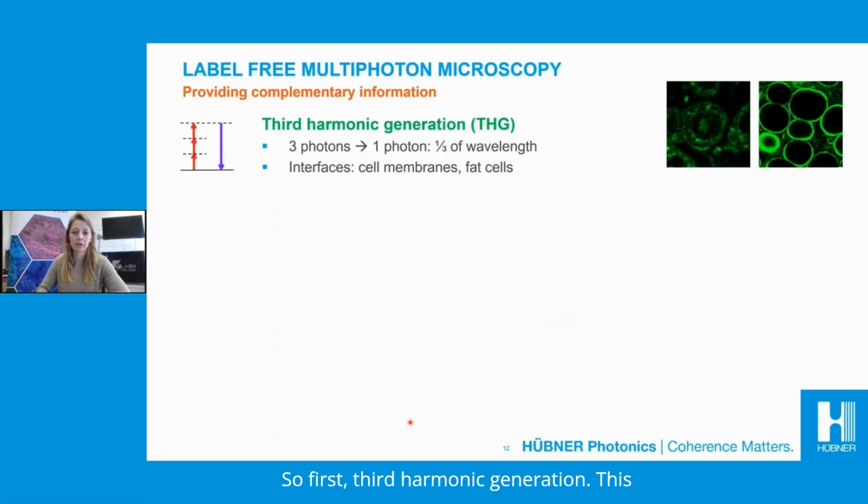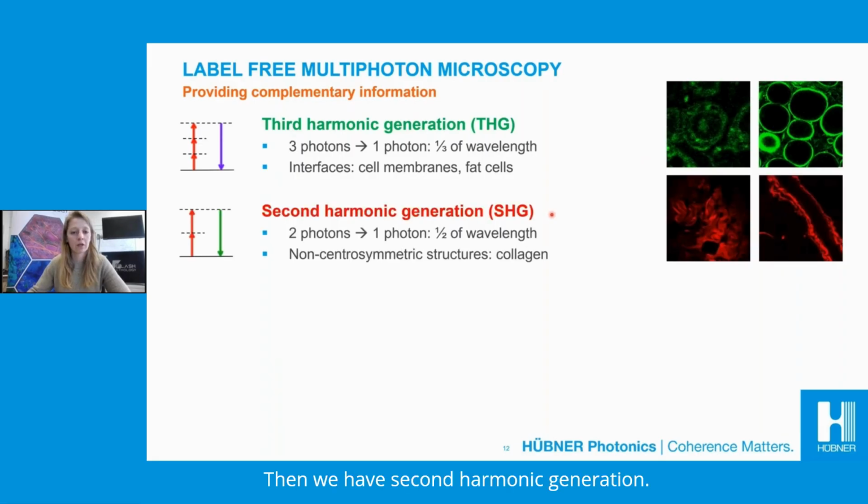So first, third harmonic generation. This is an optical interface sensitive technique, meaning that you can see all the boundaries in a tissue. So for example, here you see an example of a cell where you see the boundary of the cell, but also you see the boundary of the cell nuclei. So you see those cell membranes. And at the right side, you see an example of fat cells. So fat cells are homogeneous, and you see only the contours of those cells.